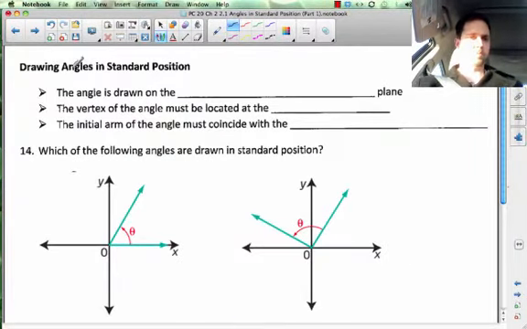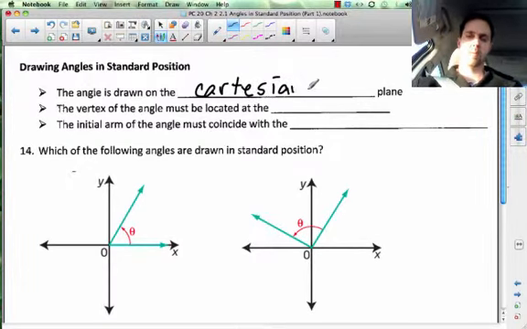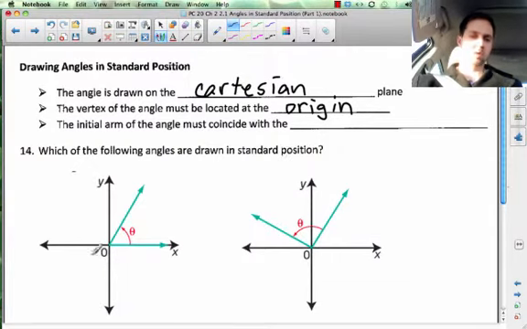Here we go. Drawing angles in standard position. So the angle is drawn on your regular Cartesian plane, or Cartesian coordinate plane if you want. The one we always work with in math. The vertex of the angle must be located at the origin, which is obviously the 0, 0 spot on the Cartesian plane. The initial arm of the angle must coincide with the x-axis.